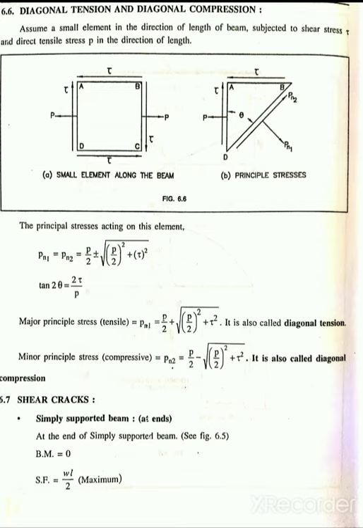What to remember in diagonal tension and compression: principal stresses on an element, Pn1 is equal to Pn2 equal to P/2 plus and minus square root of (P/2) whole square plus tau square, tan 2 theta equal to twice tau upon P. Now major principal stress tensile is Pn1 equal to P/2 plus square root of (P/2) whole square plus tau square, and minor principal stress compressive is P/2 minus square root of (P/2) square plus tau square. Then shear crack: for a simply supported beam, bending moment equal to 0 and shear force is equal to WL/2.